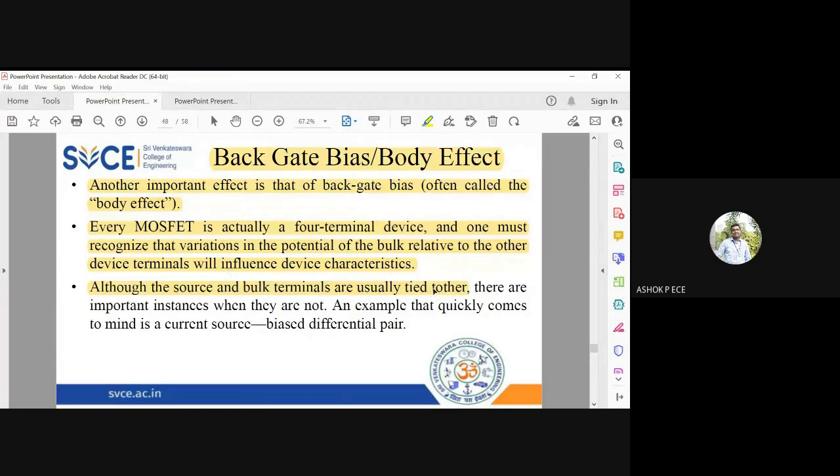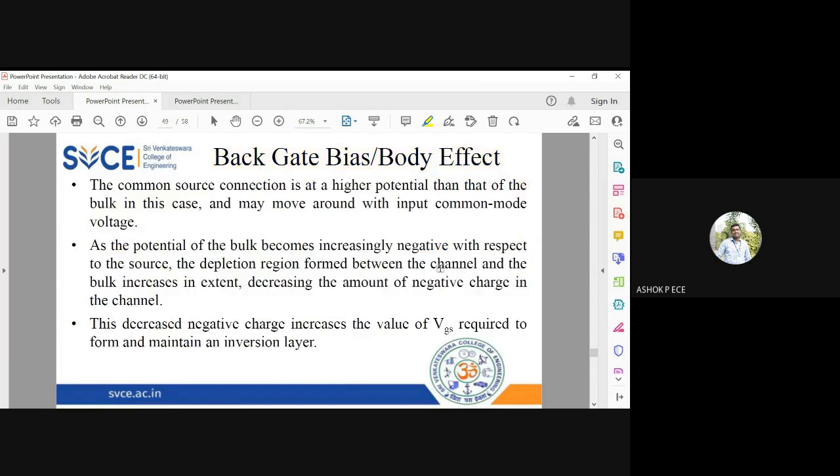Okay, there are instances where they are not short circuited. Tied together means short circuited. A quick example that comes to mind is the current source, where the source and bulk substrate are completely opened out and source is where you give the input. So there are certain instances where the source and bulk are not short circuited. That will give rise to an effect called backgate bias or body effect.